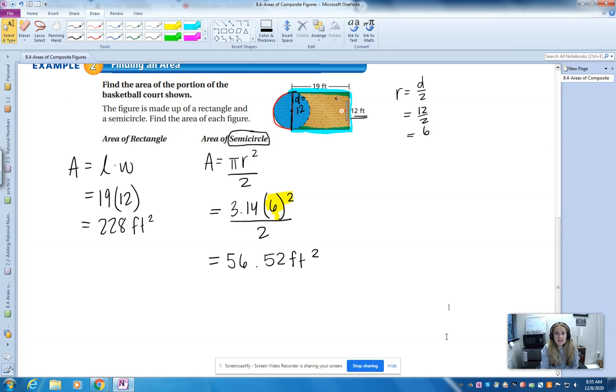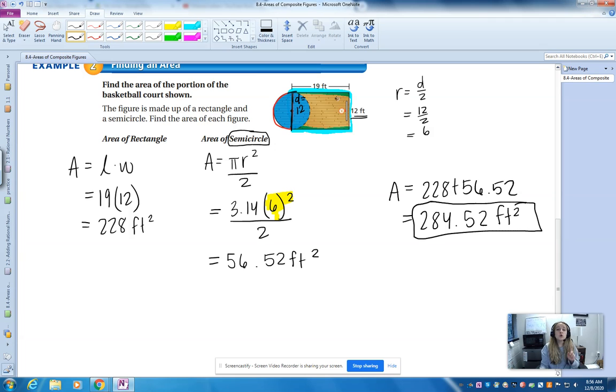We're not done yet because we have the area of the rectangle and the area of the semicircle, but it wants me to find the area of that whole shape. So I need to add all of those together. Area equals 228 plus 56.52, and that's going to give me 284.52 feet squared, because I always label my units. So that is the full area of the basketball court, and I get that by breaking it into shapes, then adding those areas together.